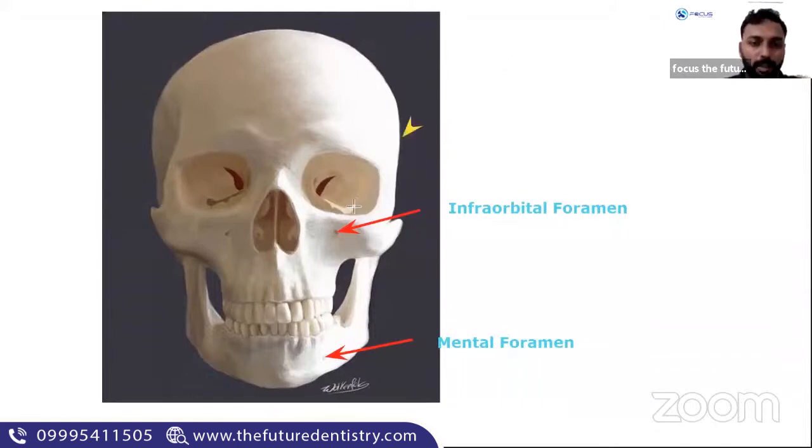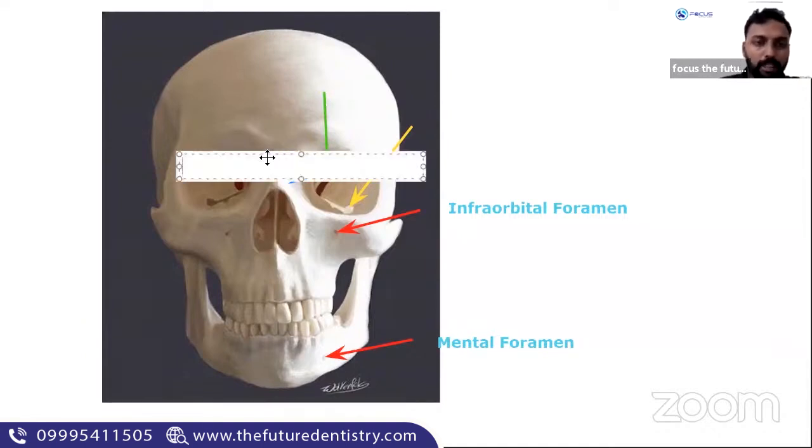So this is one structure, and this is another structure, and this is yet another structure. So let's start. What is that blue colored arrow pointing on to? Which particular structure is that? Blue colored one. Yes, somebody said it right. It is optic canal.